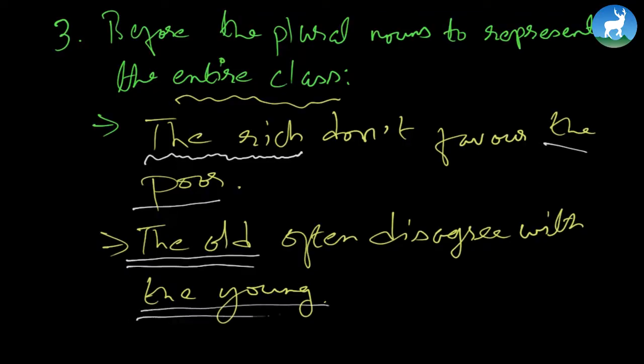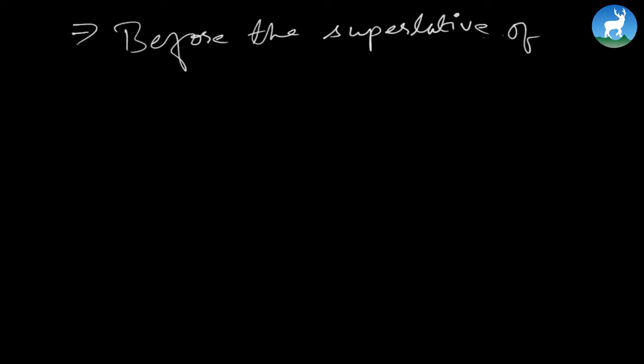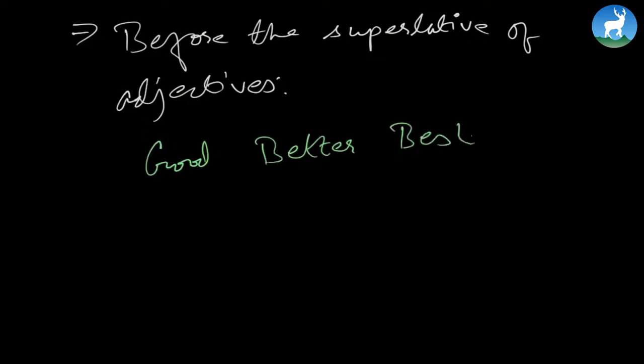Again, we're not dealing here with a young, but the young. Look at that. The young, we're talking about the whole class of young people. So again, when we use plural nouns, and especially if it's dealing with the entire class, the is used. So here you go, the young. It represents the whole class of people. Now let's move further. Now this is interesting. I don't know, somehow I find this interesting. Before the superlative of adjectives. So just to give you a quick recall of the superlatives, we have here good, better, best. So you know what?